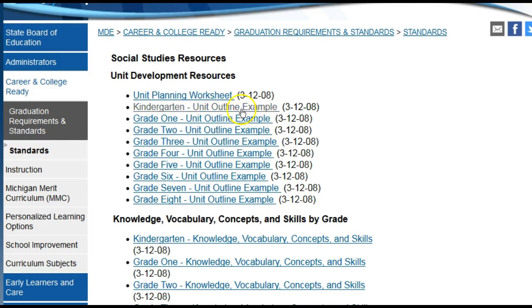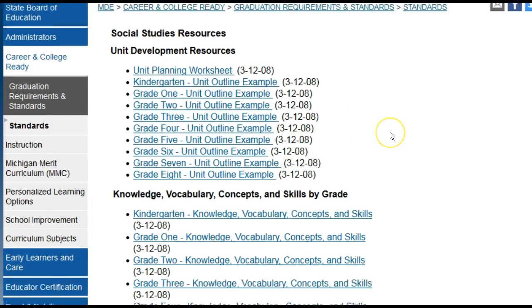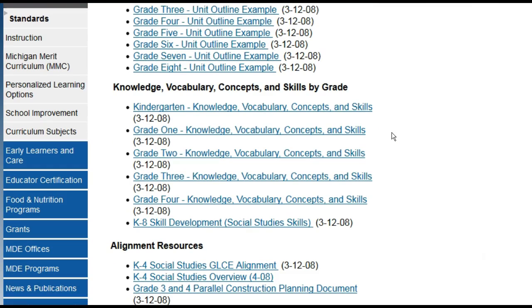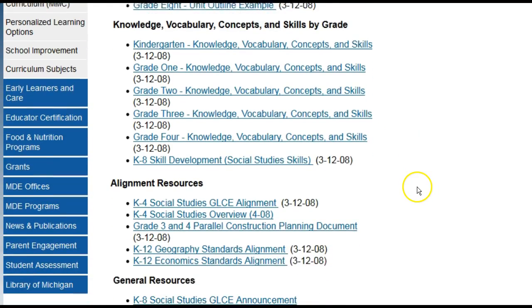Again, here is your kindergarten unit plans, but this is really nice. This unit planning worksheet, that will come in handy for you. But look at this, knowledge, vocabulary, concepts of skills, all by grade. So right now, you could actually be looking at these things, the knowledge, vocabulary, concept, skills by grade, as you're moving forward and learning about colonial America. I'm not going to tell you, but you just have to figure out which grade level to click on, and that's an additional resource to help you learn the material.